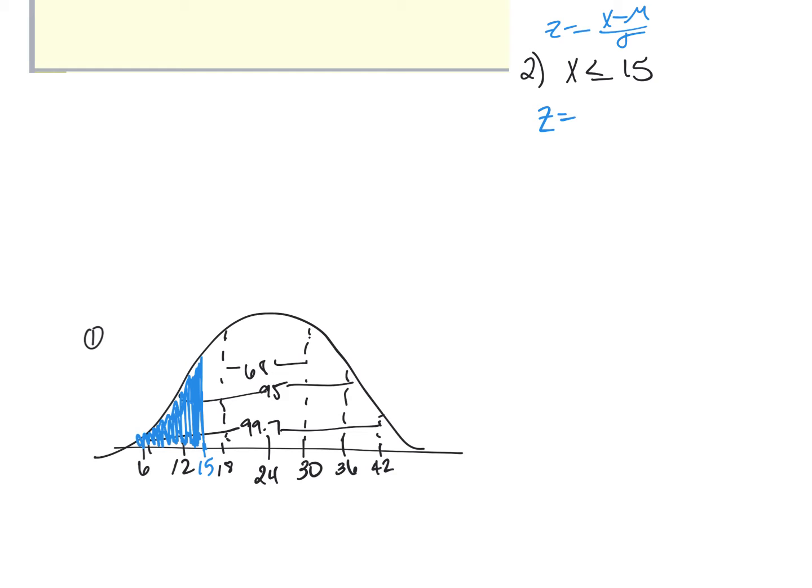So my x is what? 15. The x is what the question asked me. So the question asked me for what percent of all cars get less than 15 miles per gallon, minus the mean of 24, divided by the standard deviation of 6. That's the information it gave me in the problem, right? Mean of 24, standard deviation of 6. Which is negative 9 over 6, negative 3 halves, negative 1.5.